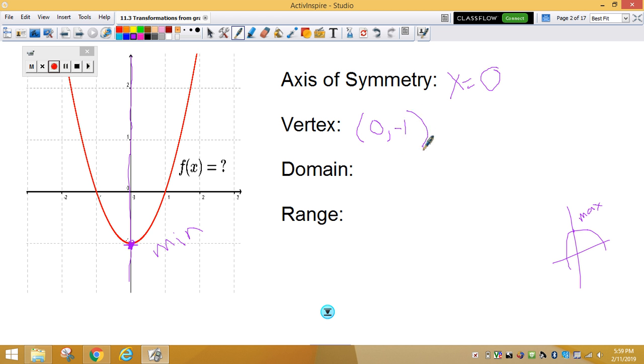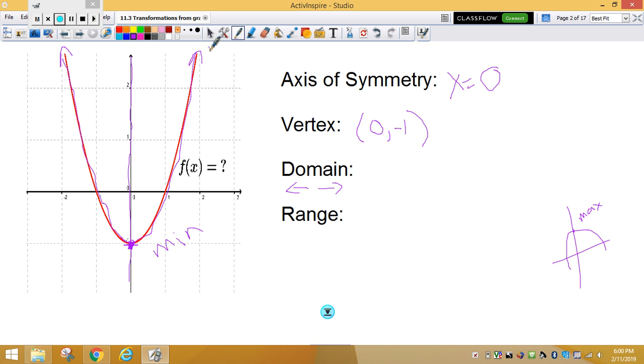All right, let's talk domain and range. If you remember, domain goes left and right. So let's look at this. And, you know, quadratics keep going on and on. So even though there aren't arrows on this, there really are. So let's put some arrows on here. Let's go to the left. That arrow means it's going to keep going left forever. Let's go to the right. It's going to keep going right forever.